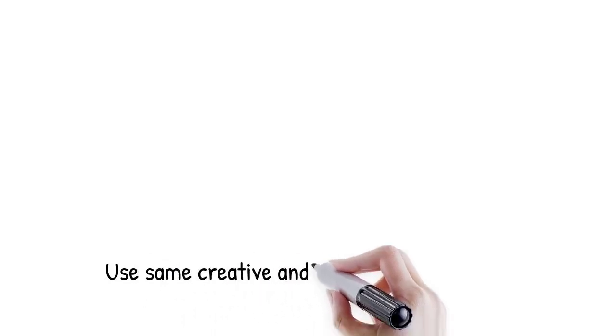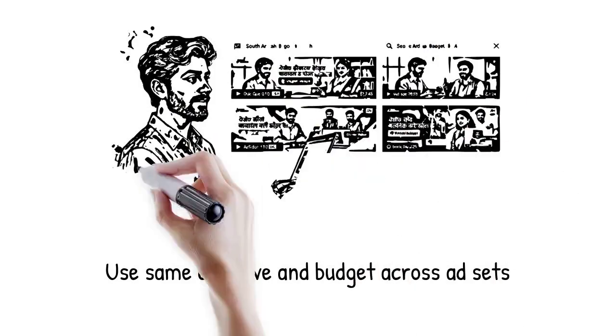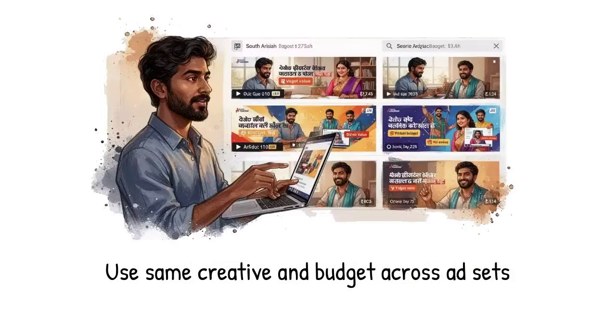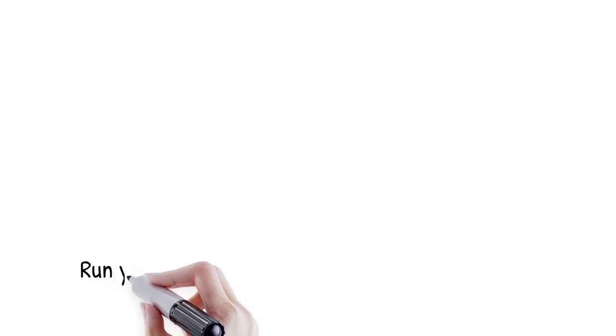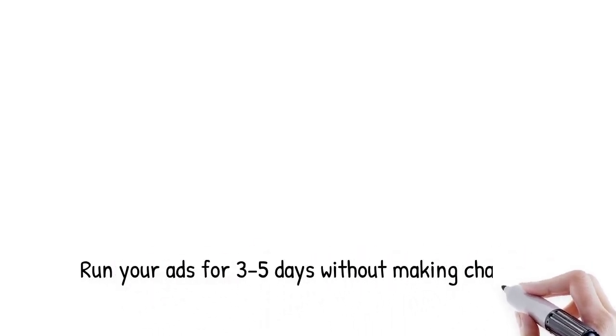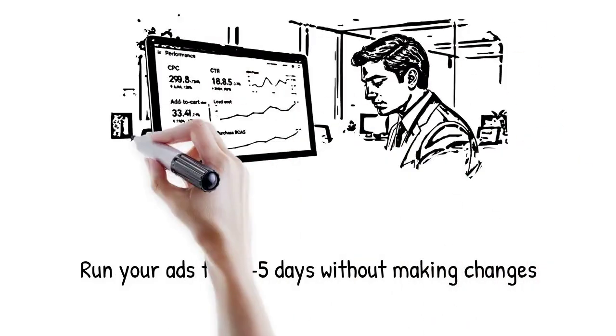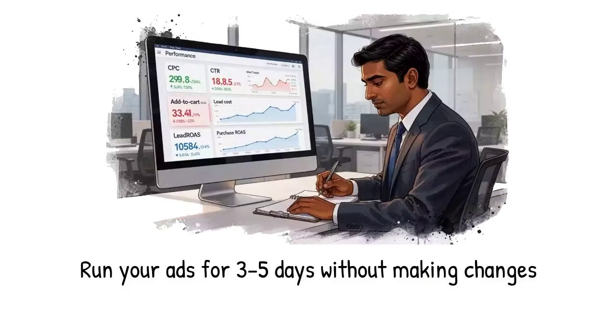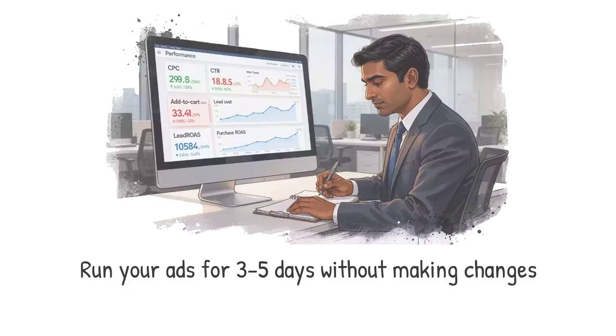Step 2. Use the same creative across all ad sets. Step 3. Use the same budget for each ad set. Step 4. Run for 3 to 5 days without touching anything. Step 5. Compare performance based on CPC, CTR, add to cart rate, lead cost, purchase ROAS. The winner becomes your scaling audience.